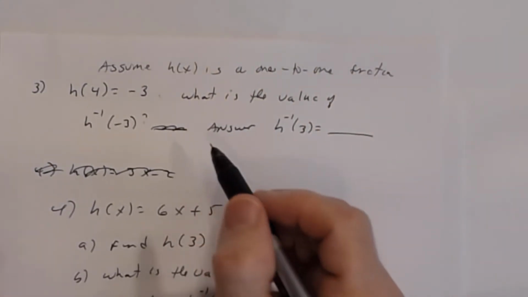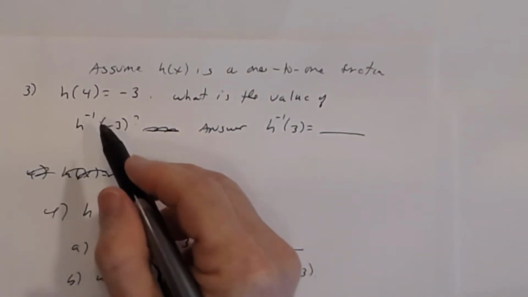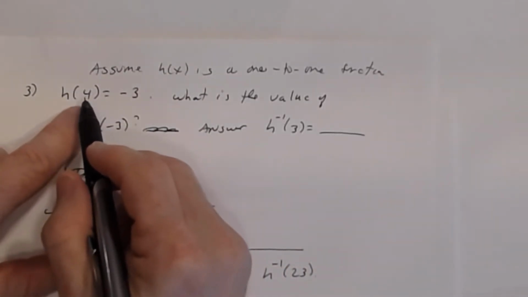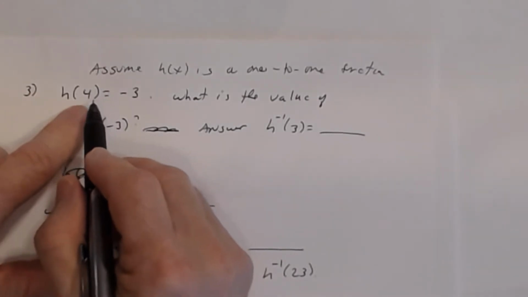Because if it's one-to-one, then it has an inverse. So now we can talk about the inverse. Listen carefully to what this is saying. So you're told it has an inverse, right?